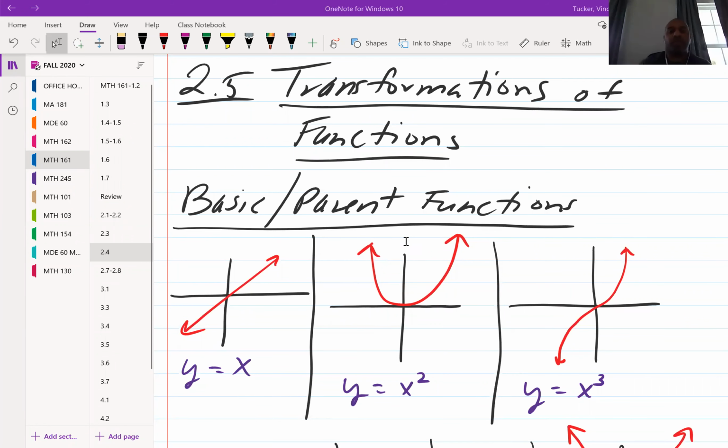All right, looking at 2.5 today. We're starting with 2.5, transformational functions. Now, I don't sit in 2.5 that long as far as lecture is concerned because all it is based on graphing. You have six basic functions or six parent functions.